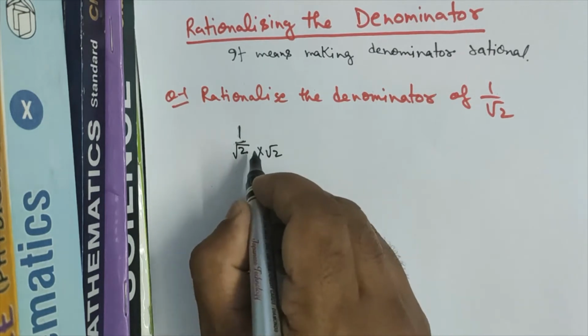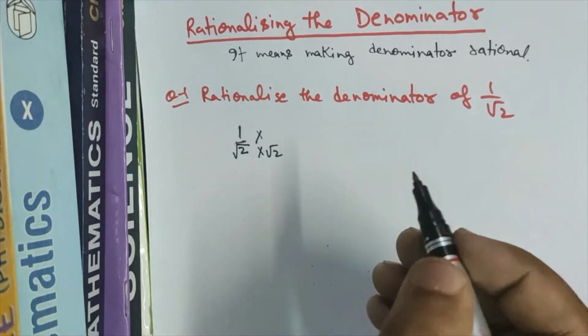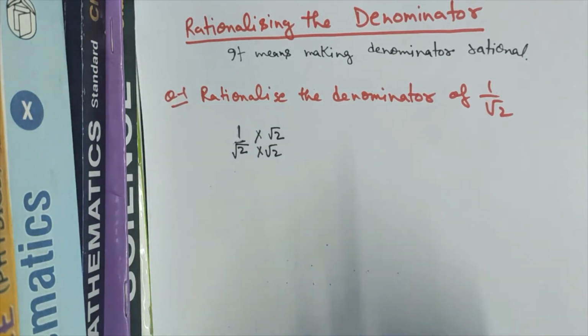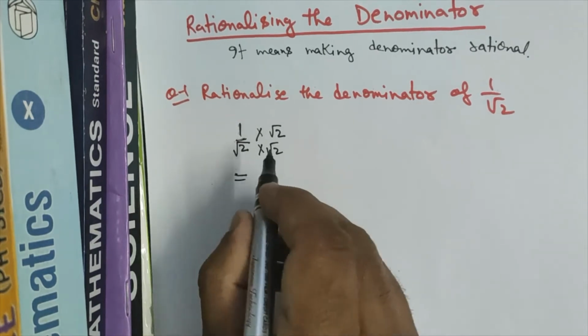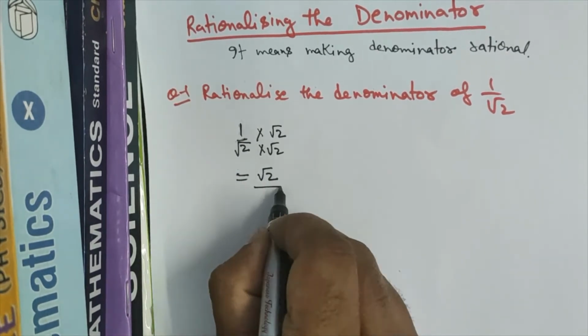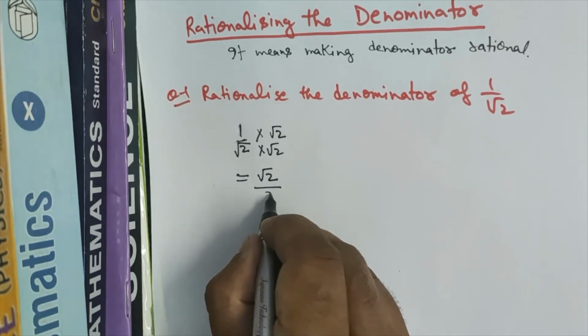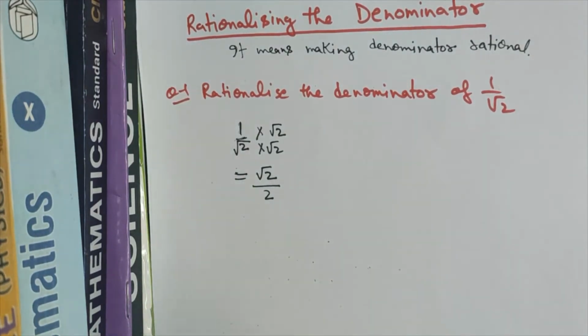But in order to multiply by this root 2, we have to also multiply in the numerator, because you must have studied in fractions that in order to get an equivalent fraction, the same number should be multiplied in the numerator as well as the denominator. So here I am multiplying 1 upon root 2 with root 2 in the numerator as well as the denominator. In the numerator we get 1 into root 2, that is root 2, and in the denominator root 2 into root 2, that is equal to 2. Now we come to the next question.